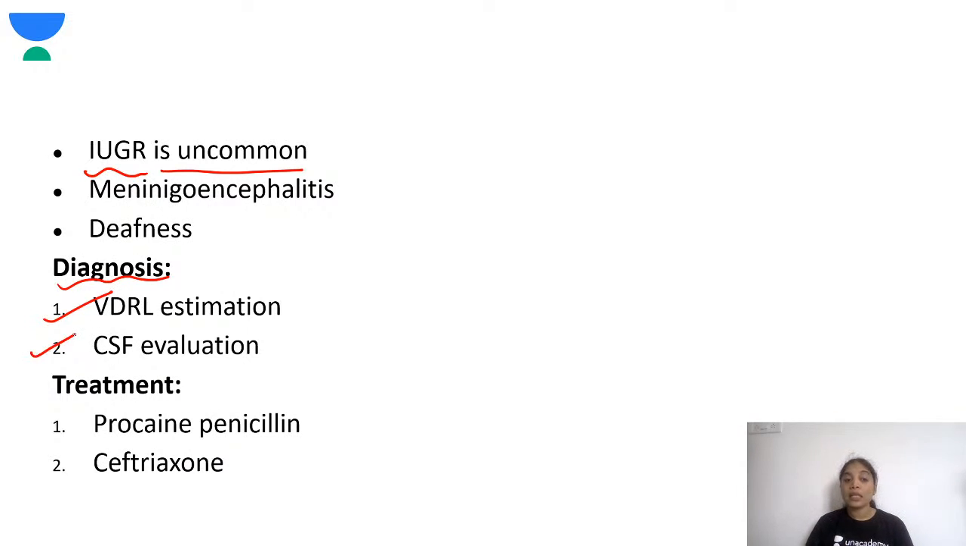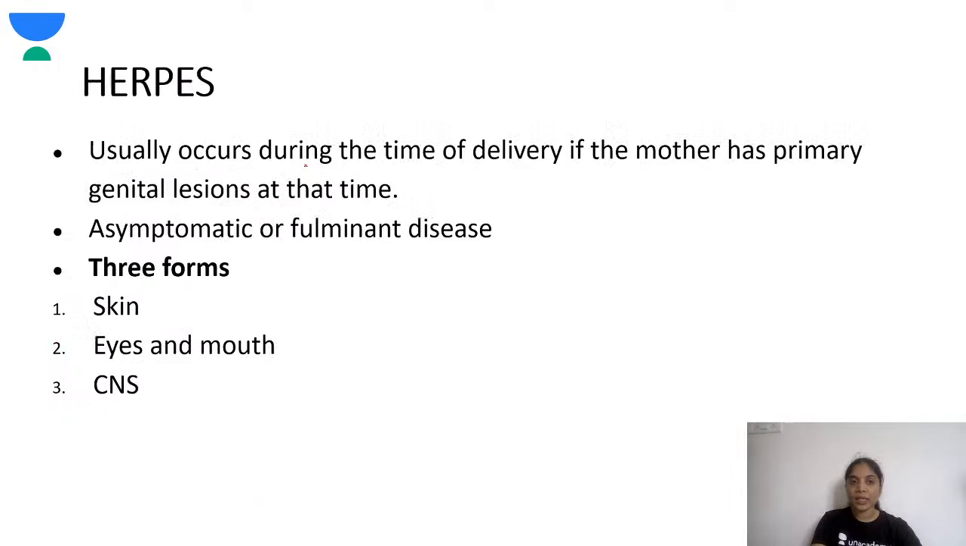Also, a CSF analysis is compulsory in a child born to a mother with syphilis. The treatment includes procaine penicillin. If procaine penicillin is not available, you can go for ceftriaxone. So this is the treatment for syphilis. Fine, so this was about congenital syphilis.